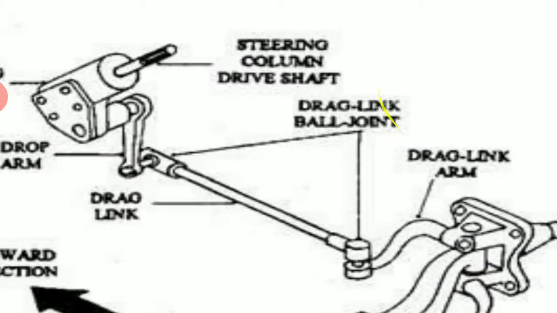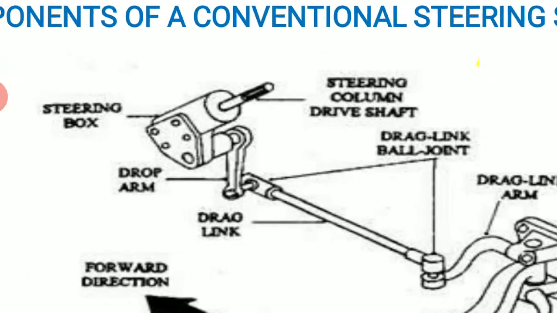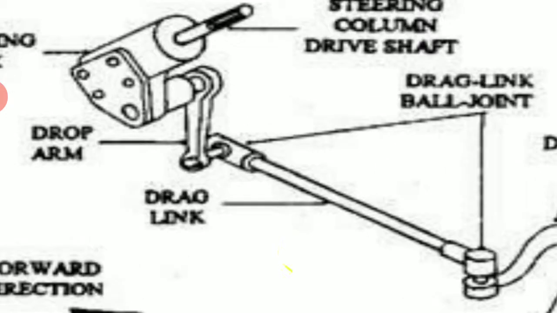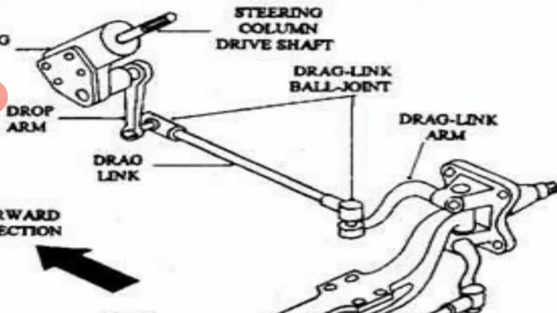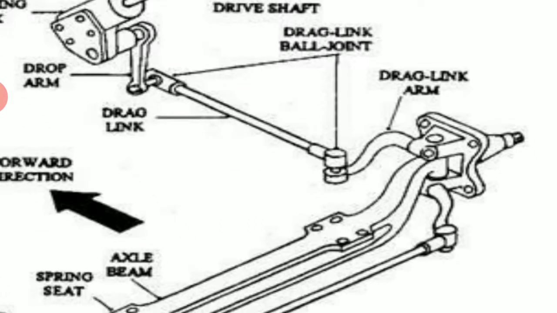First will be your steering, steering column, drive shaft. After that, the steering gearbox, that is what we are going to discuss. Then the drop arm, which connects your steering gearbox to the drag link. You can see here the drop arm and drag link. Then next, the drag link ball joints, those are called ball joints. I'll show you what the ball joints are. Then the drag link arm, that is what it is connected to.